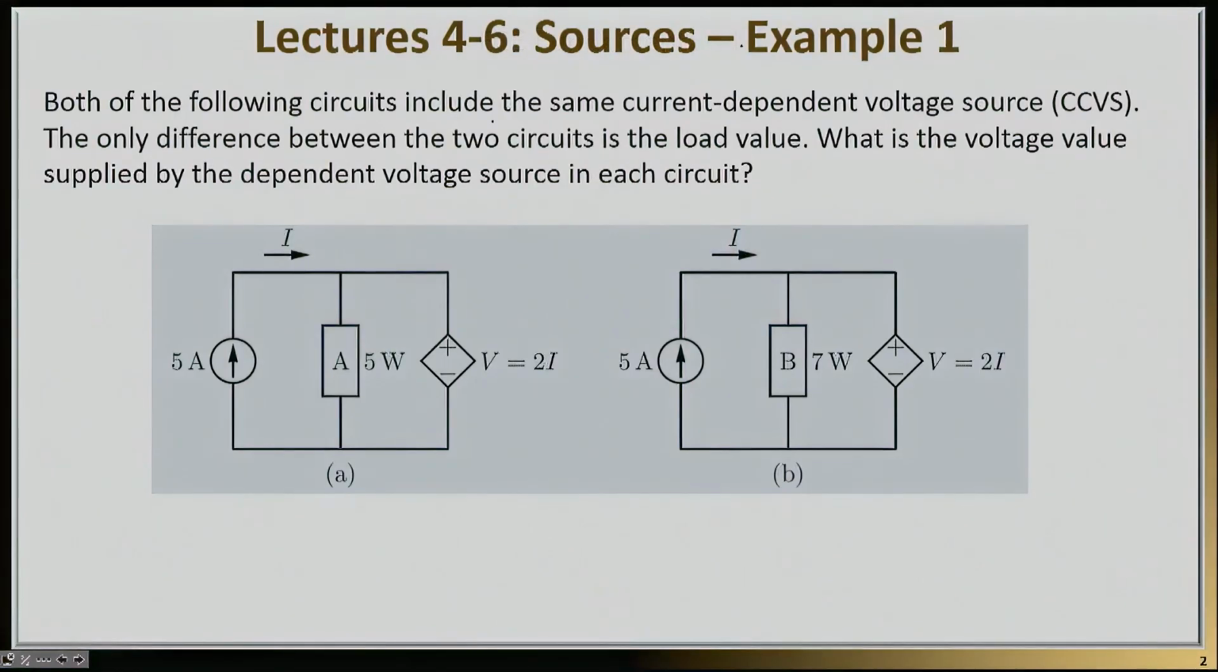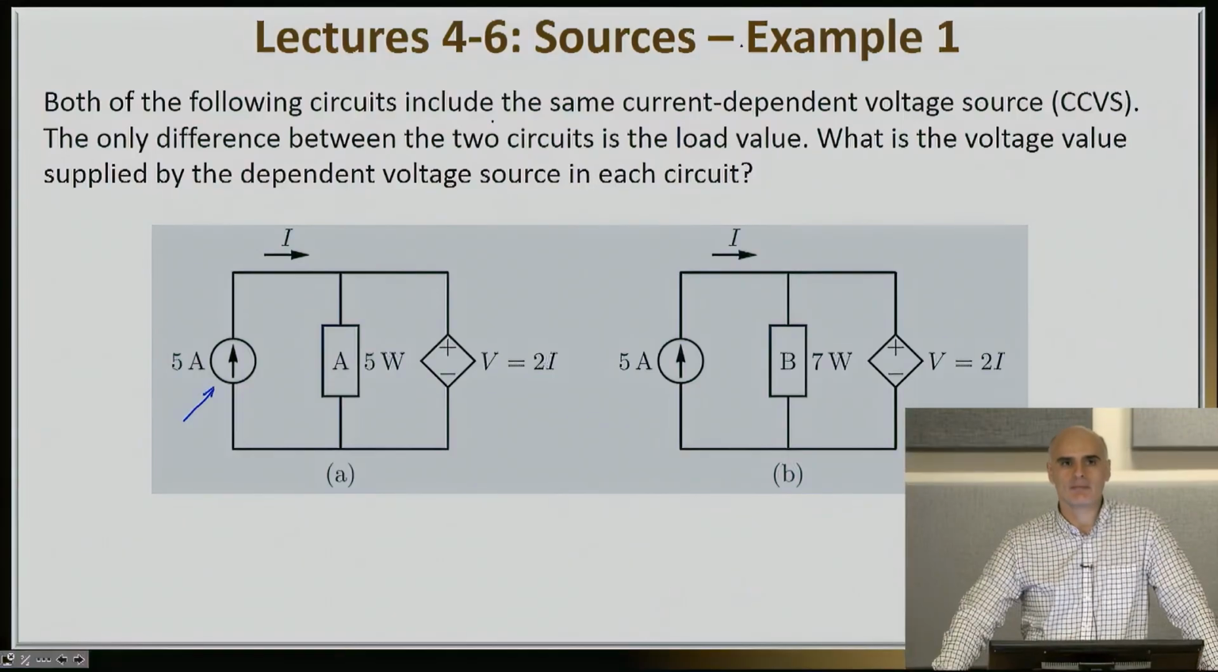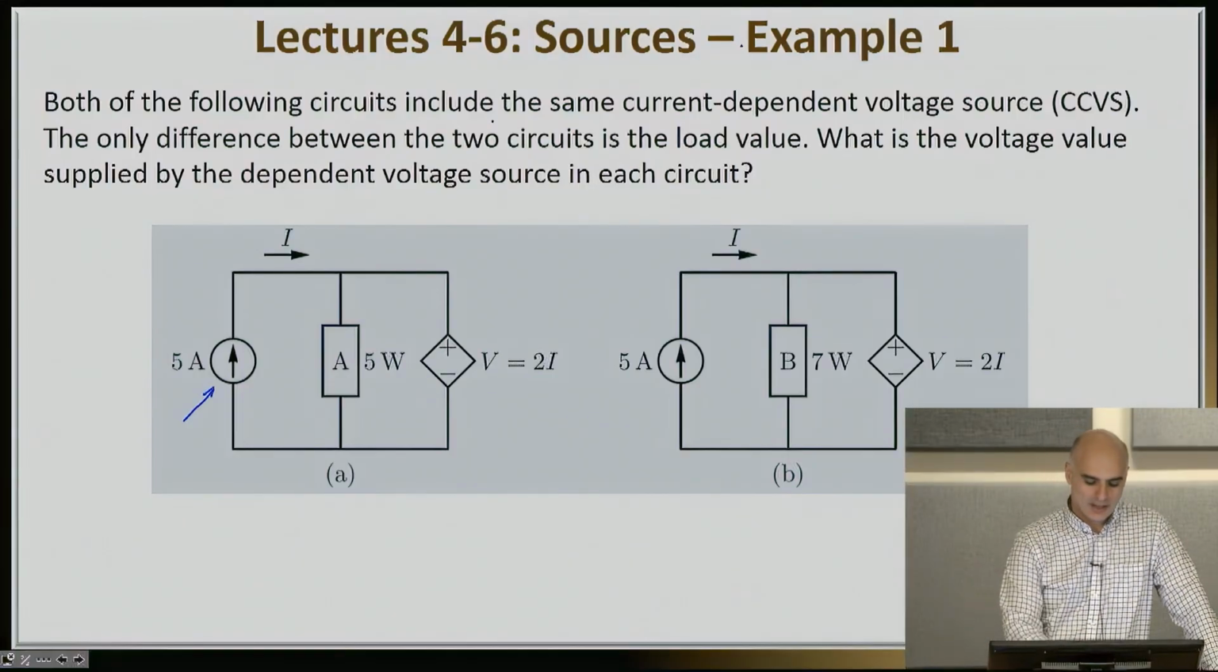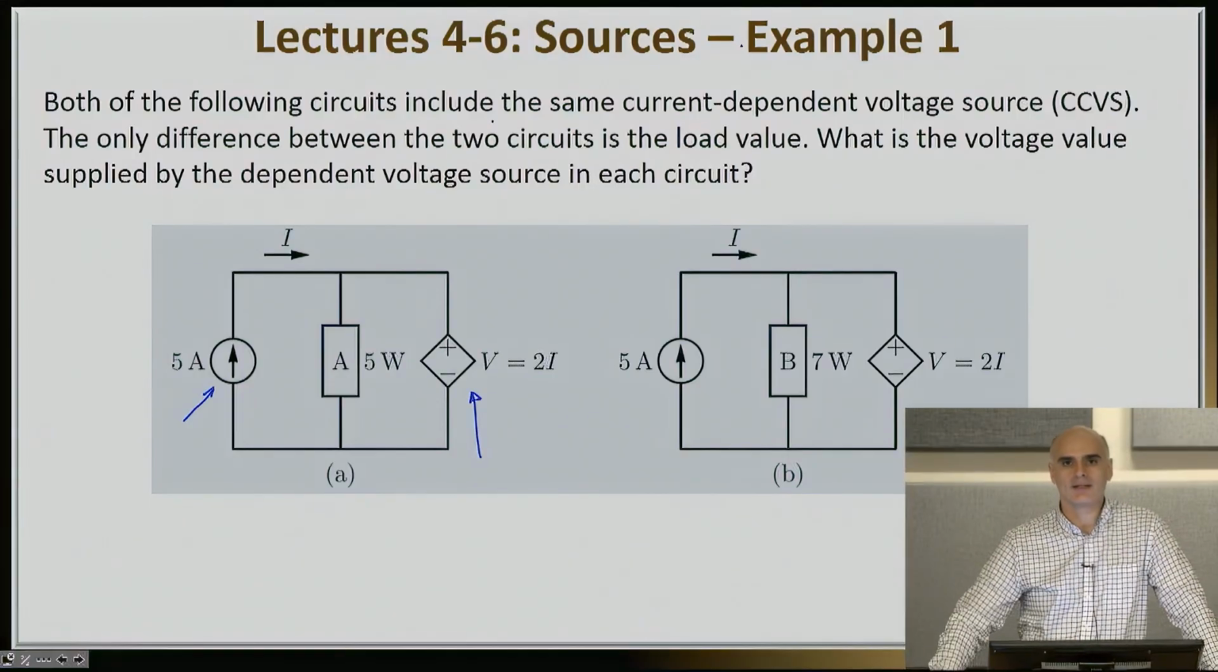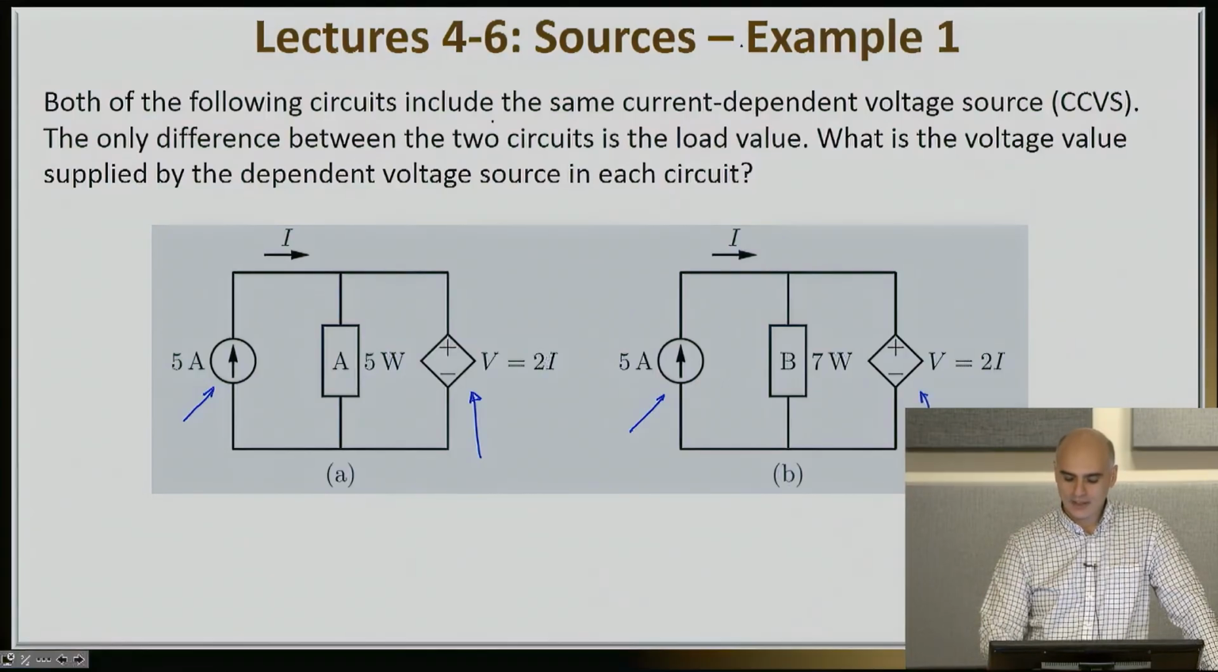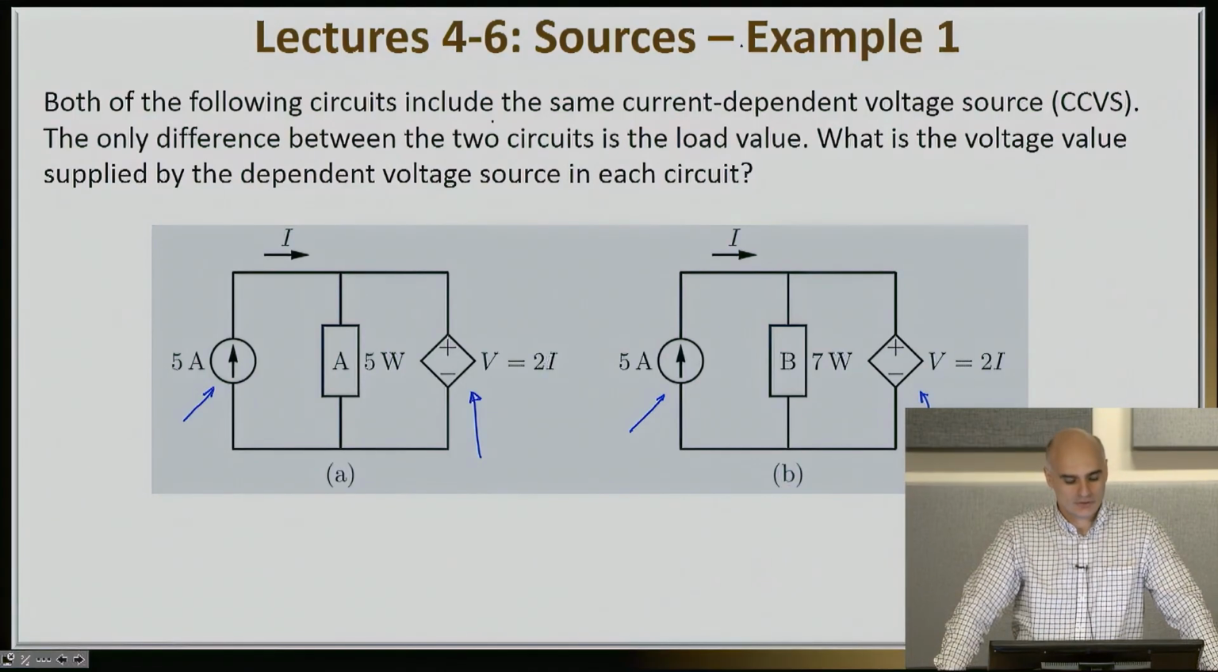In this example, I'm giving you two circuits. Each of these circuits has two sources. For example, the circuit to my left has a 5 amp independent current source and a 2I dependent voltage source. And exactly the same thing is happening in the circuit on my right. Here's the 5 amp independent current source. Here is the 2I dependent voltage source.